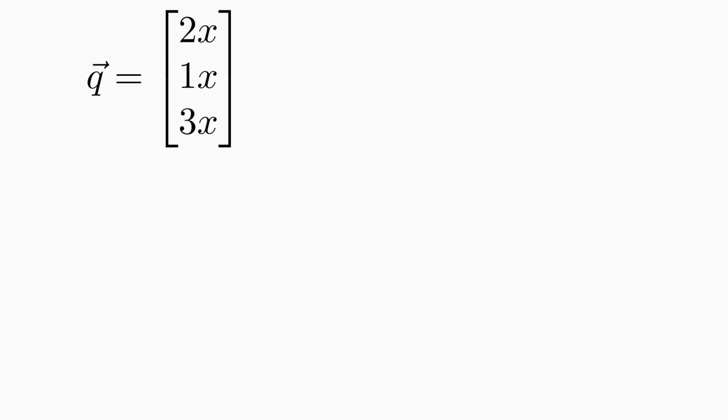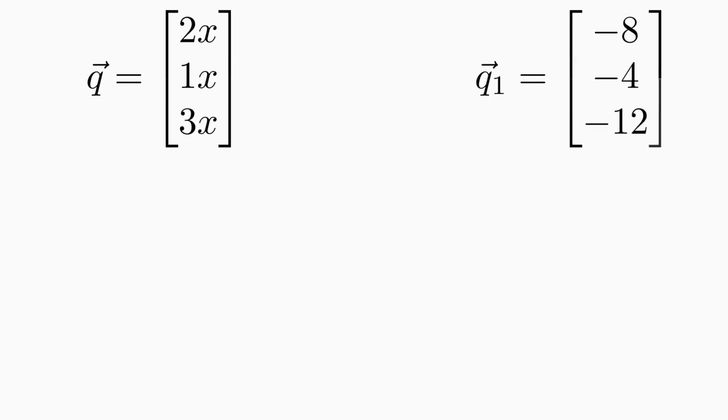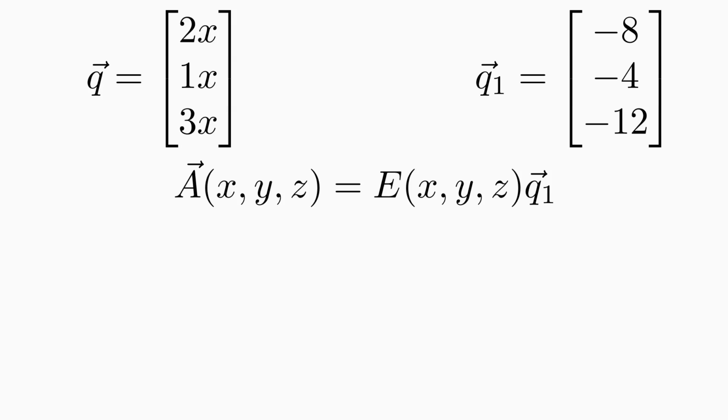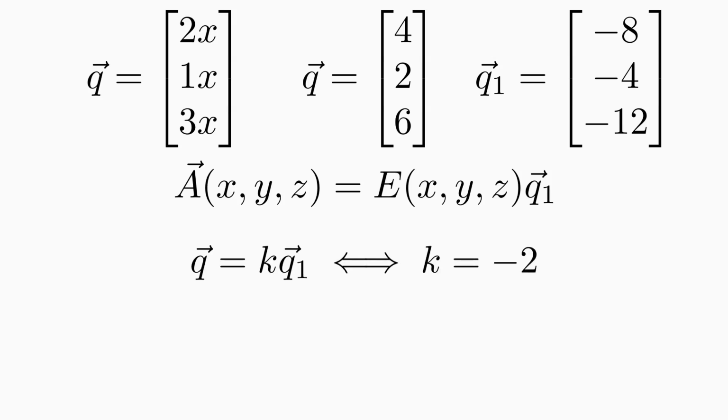First, choose one of the vectors from that family and call it Q1. Then you calculate what I call the adjusted electric field, represented with A, by multiplying the electric field by Q1. Then, to find the force for some charge Q, first find a number k such that Q equals k times Q1, and then the force is A times k.